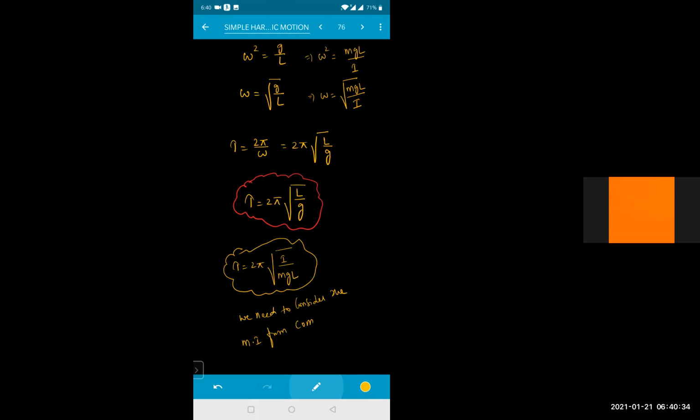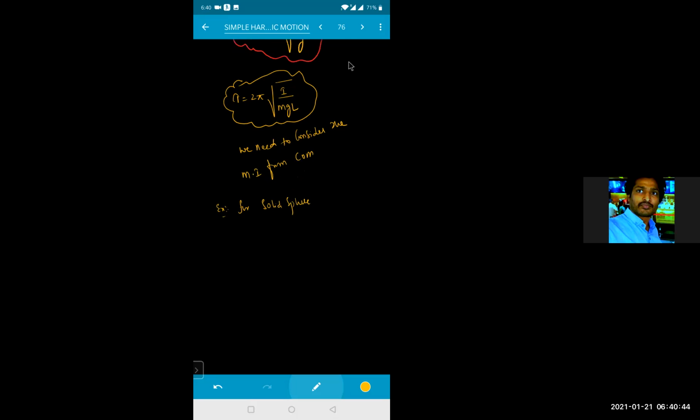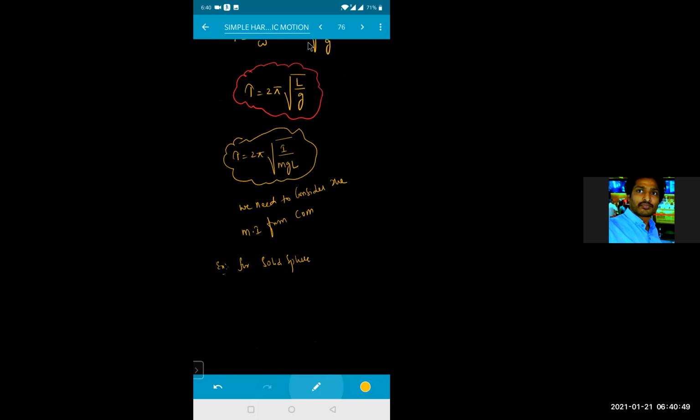Like if I'm talking about a solid sphere, in the simple pendulum, instead of a small bob, if I take a solid sphere of radius r, for a solid sphere the moment of inertia is I equals 2 by 5 m r square. So the time period for that will be 2 pi under root of 2 by 5 m r square divided by m g into L.